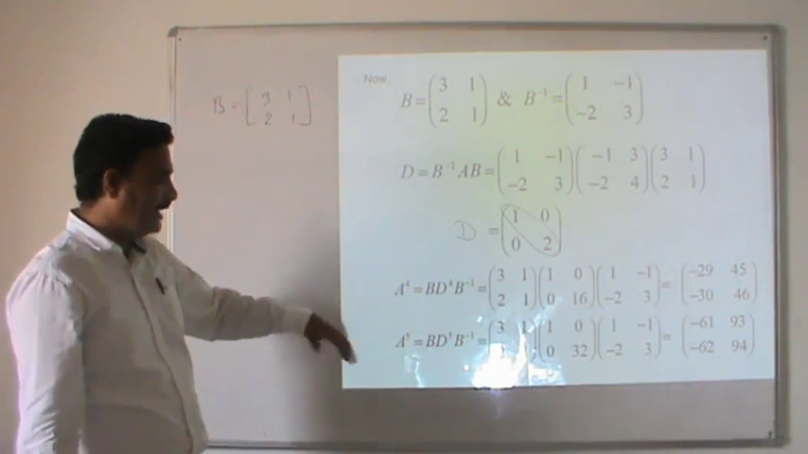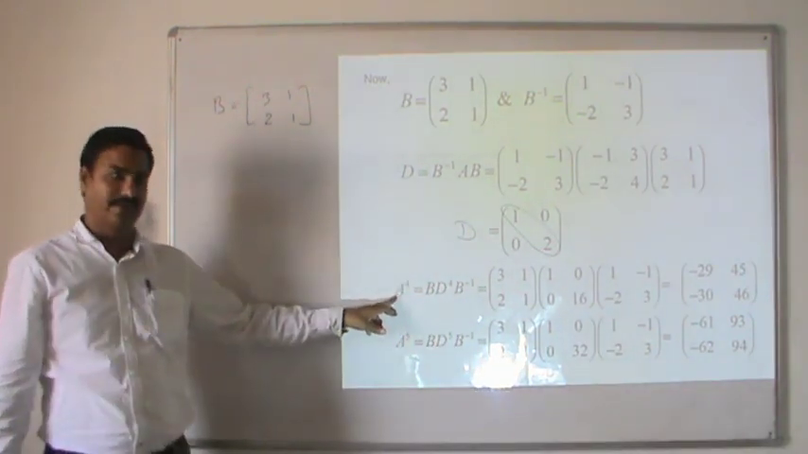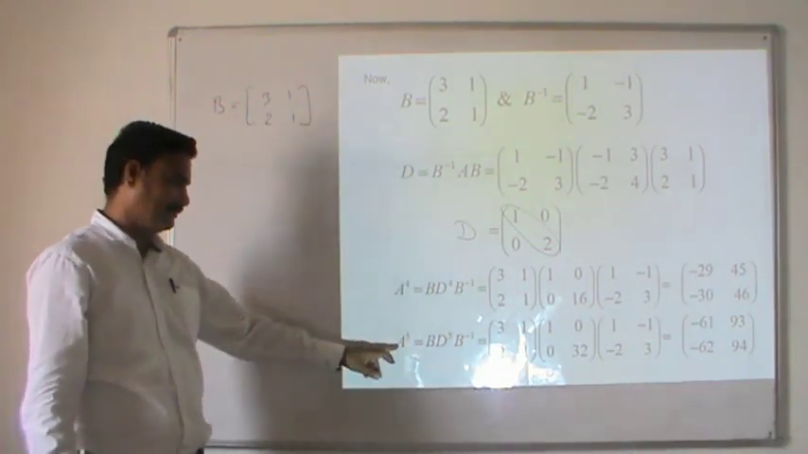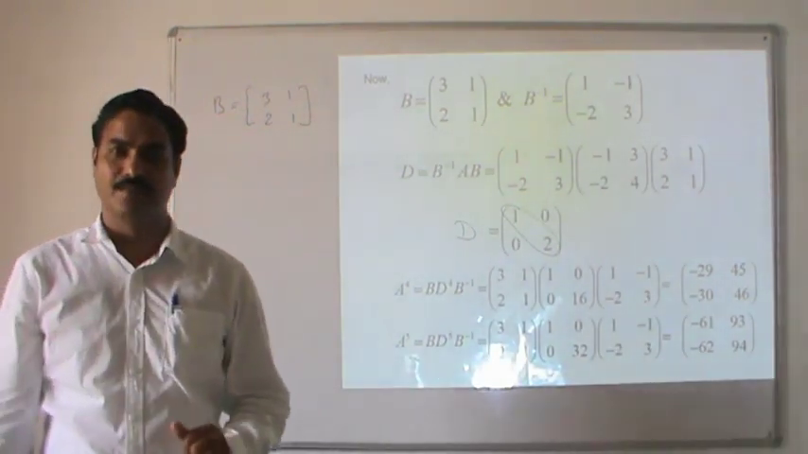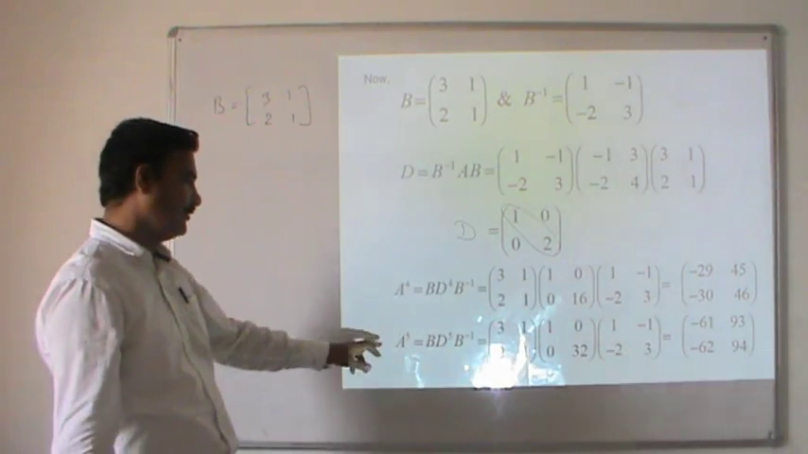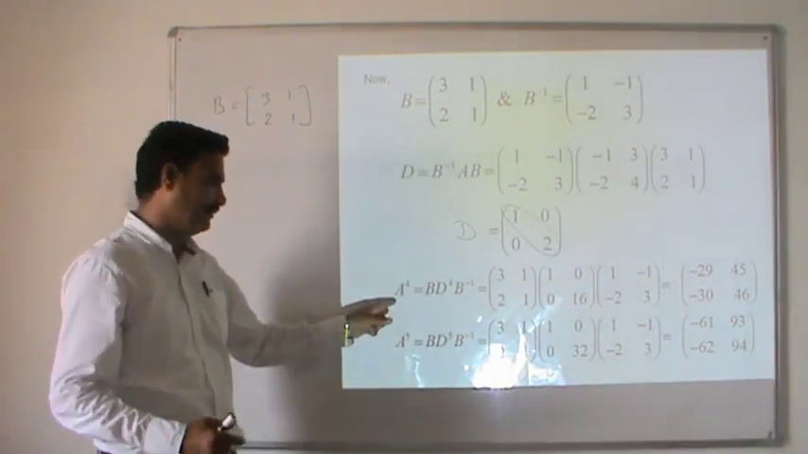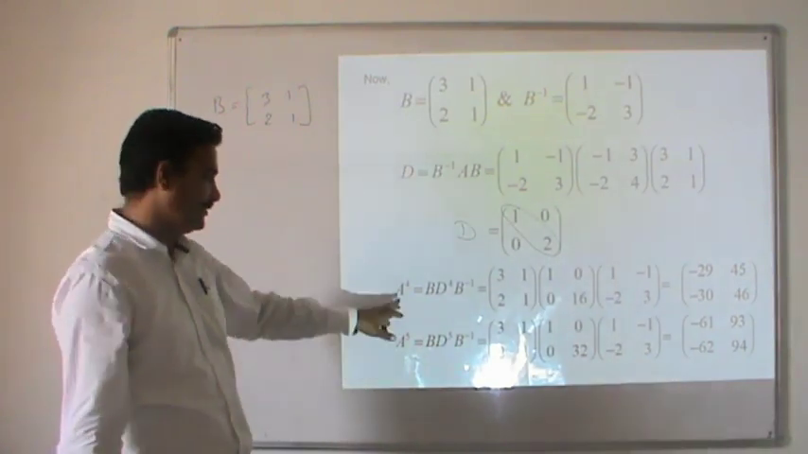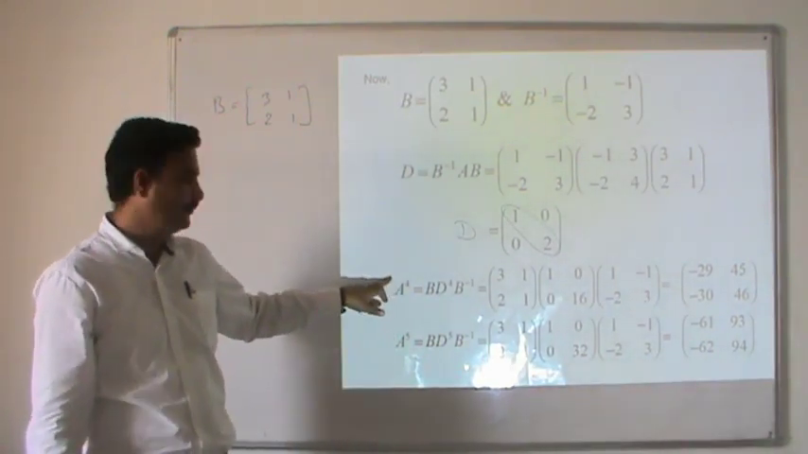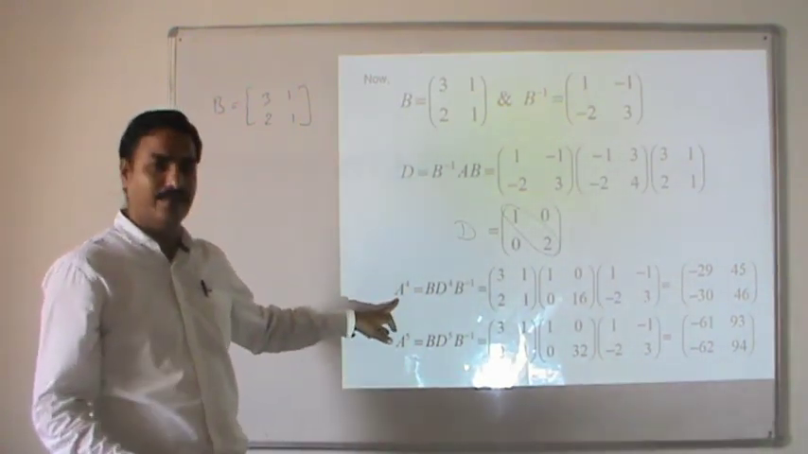In order to find higher powers of A, suppose we have to find A to the power 4 or A to the power 5, then we use this diagonalization process. Instead of multiplying A 5 times or multiplying A 4 times, there's a short trick. With the help of diagonalization, we can easily find A to the power 4. See how we determine A to the power 4.